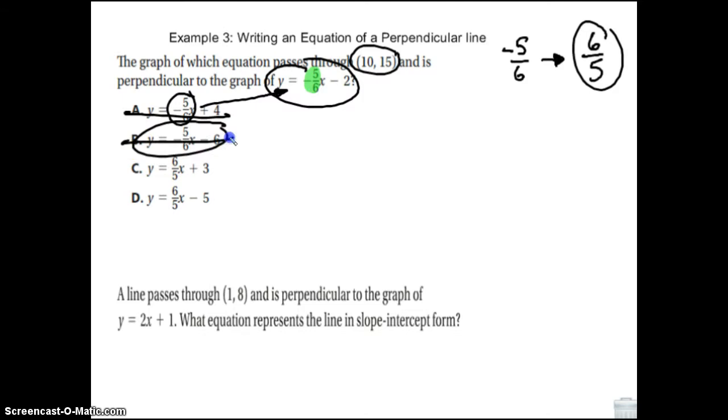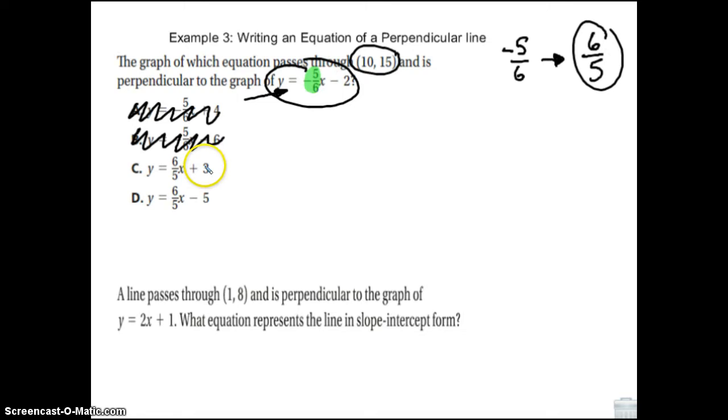This one has the same slope, parallel. So A and B are out. So we don't even have to worry about A or B. We know C and D are both still in the running because they both have a slope of 6 over 5, which is perpendicular to negative 5 over 6.